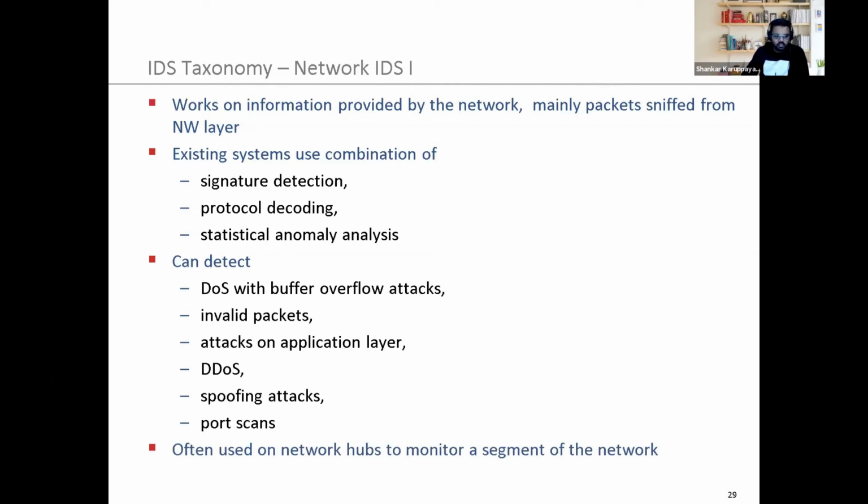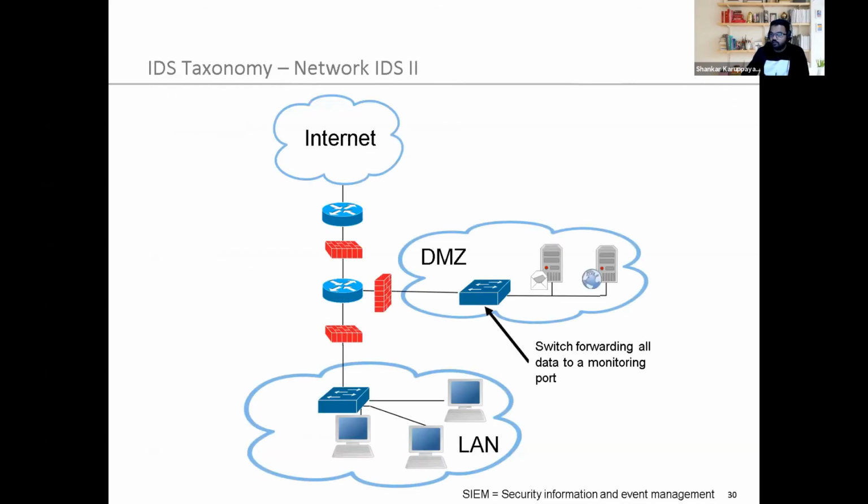Okay, so you often use it on network hubs to monitor a segment of your network. Imagine that this is your network topology, and this is your demilitarized zone, and this is your LAN, and this is your internet. So here in your DMZ region, you can configure your switch to forward all data passing through it to a mirrored port, as I mentioned.